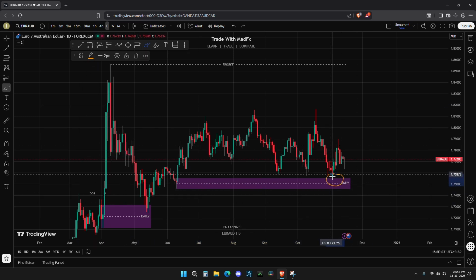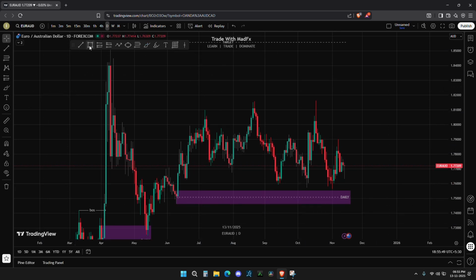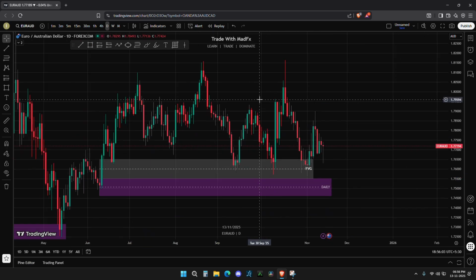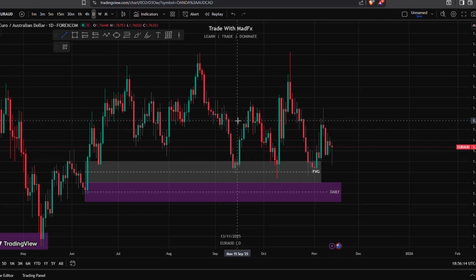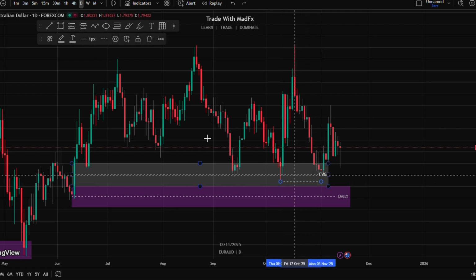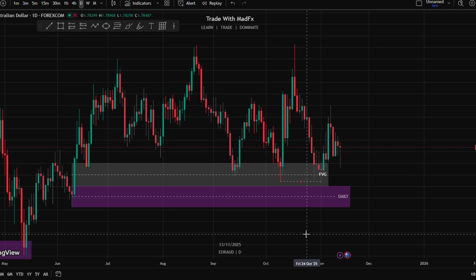So, this is the daily demand zone, and as you can see, we haven't really tested that zone yet. Now, let us mark the fair value gap. And as we can see, this daily fair value gap has mostly been filled. Now recently we tried to break to the downside, but instead it turned out to be a liquidity sweep as it was not able to close below that level on the daily chart. That was the first sign that maybe we might see some kind of a bounce on the daily chart.